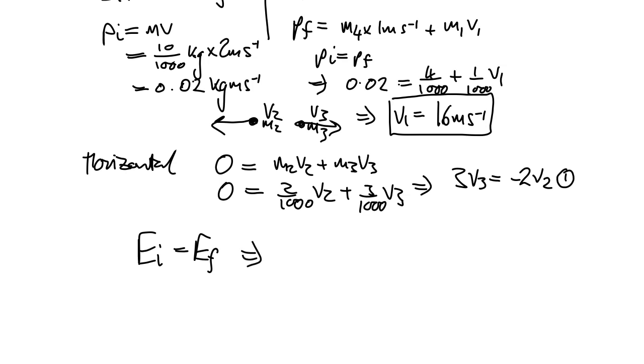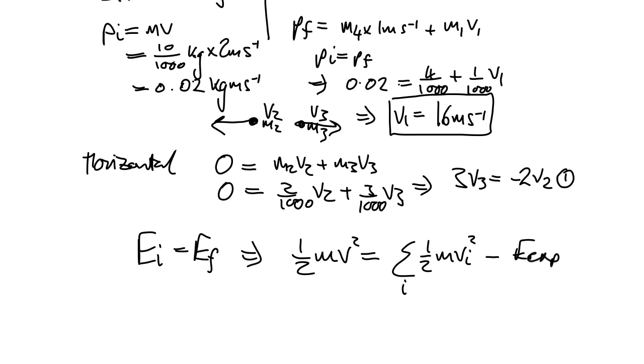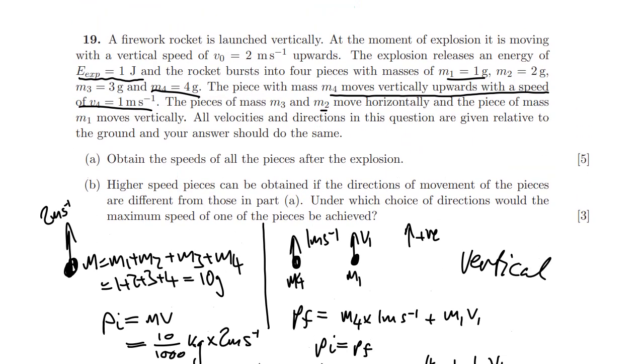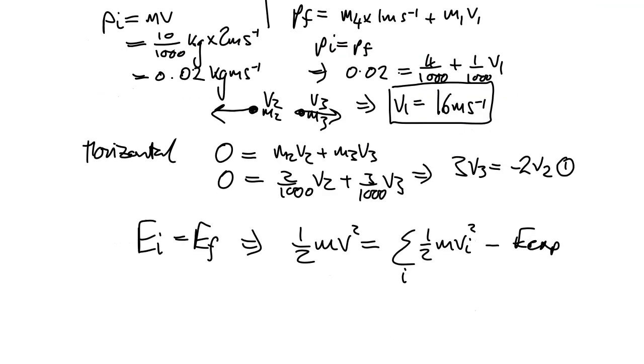Initially, we have just kinetic energy, and then afterwards we have the sum of all of the kinetic energies minus the energy released, which we're told is 1 joule. So hopefully that makes sense.